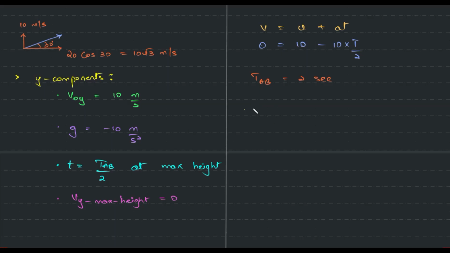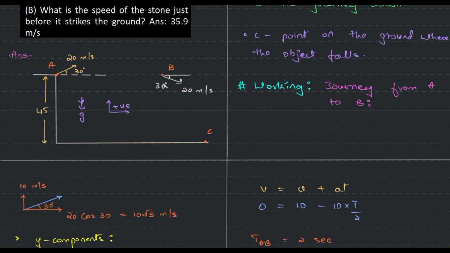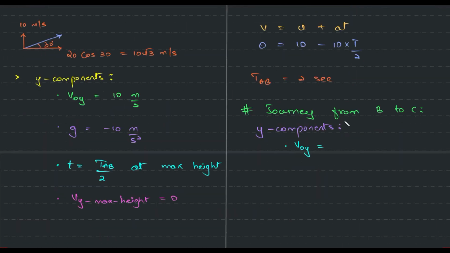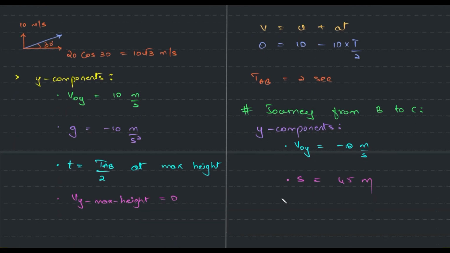Okay, then what else? Then we can go with the journey from B to C. For this we have y components. So that is v0y is equal to, now we are pointing down. So still it would be the same, just that it's minus 10 meters per second. Then we have the height, the distance it will travel. It will travel 45 meters. Then we know g, and what else? I think this is good enough.